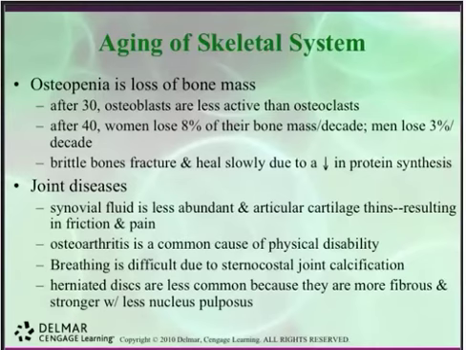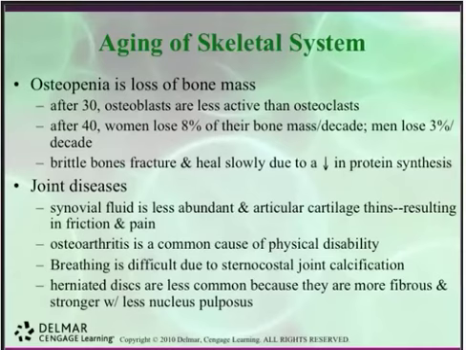Synovial fluid becomes less abundant, and articular cartilage begins to thin, and this results in friction and pain when you walk and move. Osteoarthritis is a common cause of physical disability, and breathing is often difficult due to sternocostal joint calcification. Basically, the cartilage becomes converted into hardened bone, and that reduces mobility in those amphiarthrotic joints.